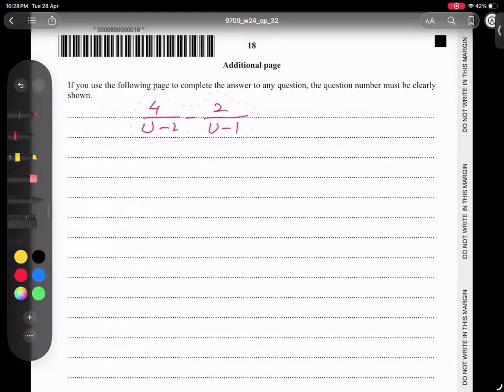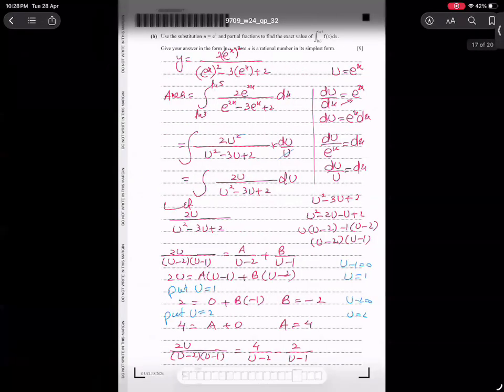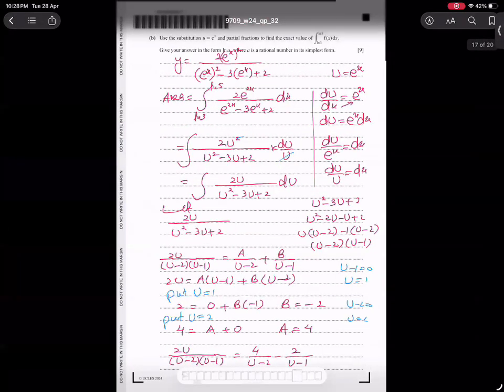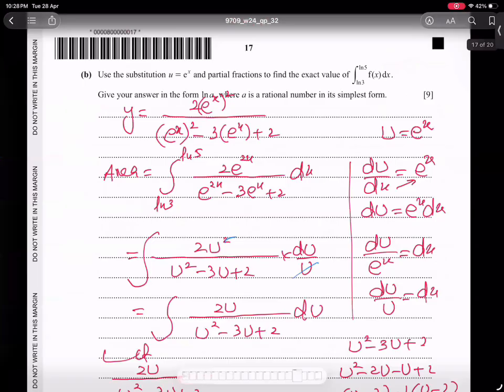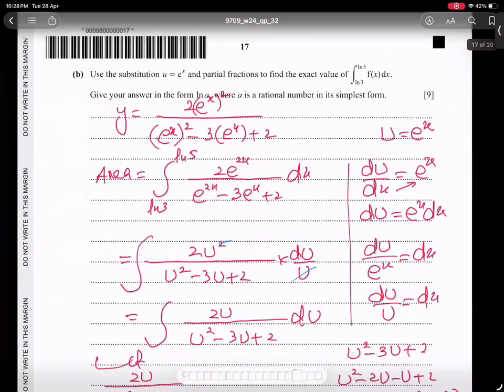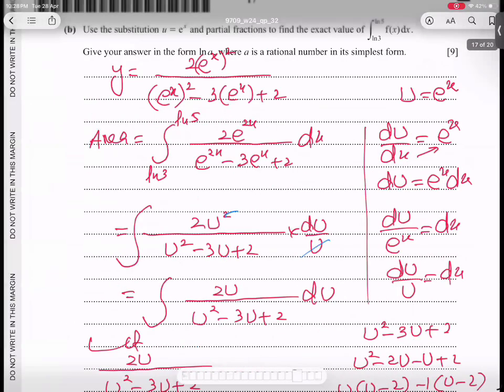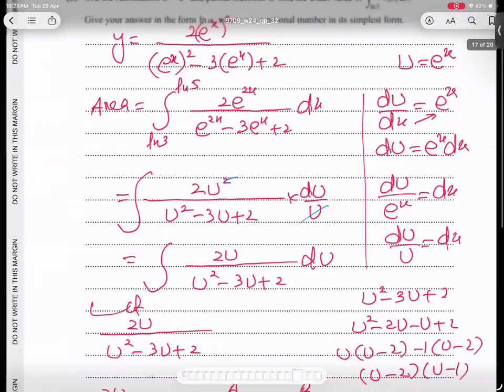Paste here. And what is the integration, students? We have du. And limits, well, let's go back and see the limits. But the limits are not converted. We need the limits also converted. And how to convert the limits, students? The first limit is ln 3 and ln 5. Lower ln 3, upper ln 5.